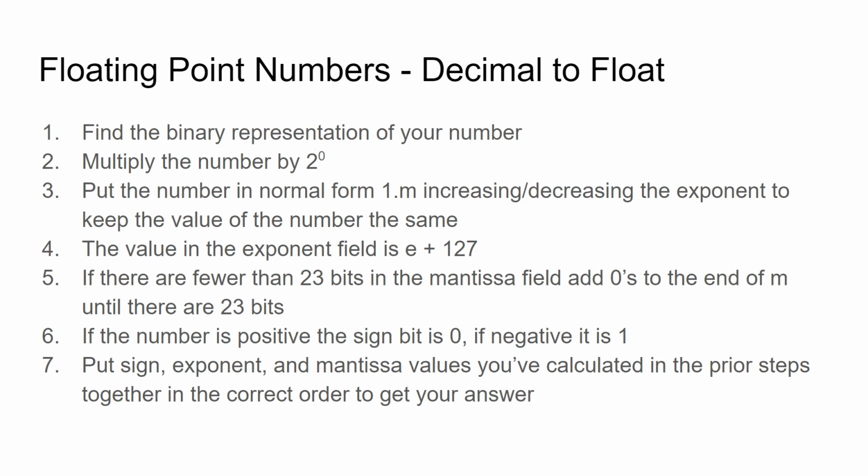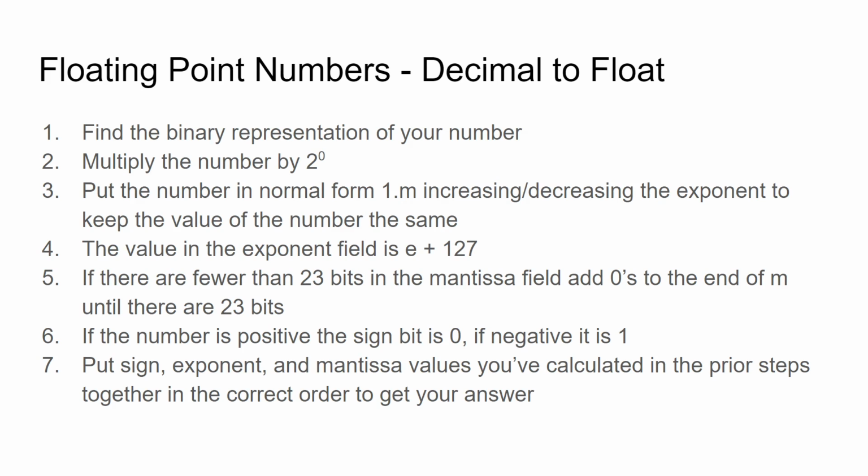Then we need to put the number in normal form, right? It needs to be in the form 1 point something. So we move the decimal point so it ends up being 1 point something. But because we don't want the value of the number to change, we have to either increase or decrease the exponent based on which direction we moved the decimal point. The value in the exponent field is going to be the exponent plus 127, so whatever exponent you have, add 127 to it to account for the bias of 127 that will be subtracted out. If there are fewer than 23 bits in the mantissa field, we're going to add the zeros not to the front, but to the end of the field.